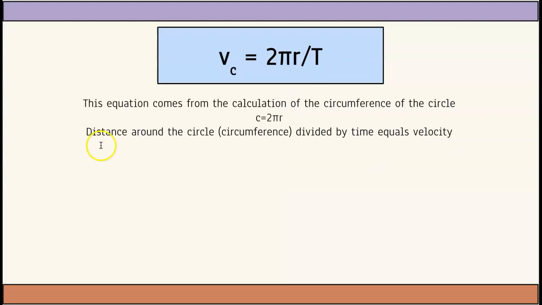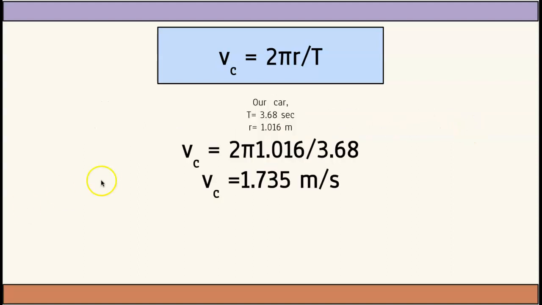Now with our information, we can calculate this manually by using the equation for velocity. This equation comes from the calculation of the circumference of the circle, which is c equals 2 pi r, and the distance around the circle of the circumference divided by time is equal to the velocity. We see that our t was 3.68 seconds and our radius was 1.016 meters. Placed into the formula, velocity is equal to 2 pi times 1.016 meters divided by 3.68 seconds, which gives a velocity of 1.735 meters per second, which was what was predicted based on our graph of around 1.7 to 1.8.